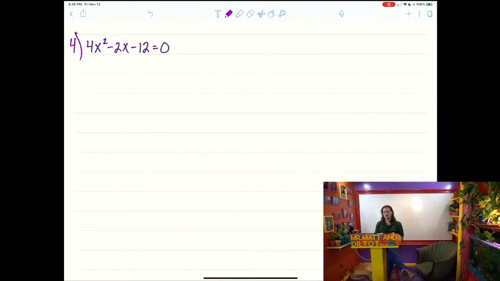Otherwise, let's look at number 4. We have 4x squared minus 2x minus 12 is equal to 0. I'll give you 4 minutes, and then we'll review. This will probably bring us up to the end of class today. On Friday, for session 3, we'll concentrate on completing the square. 4 minutes, and then we'll go through this one.